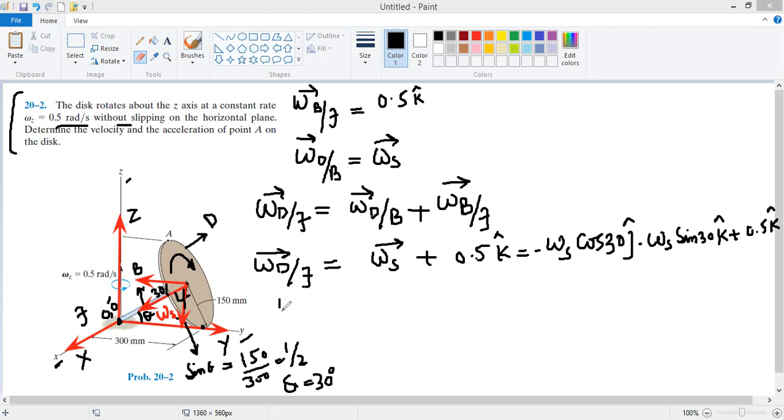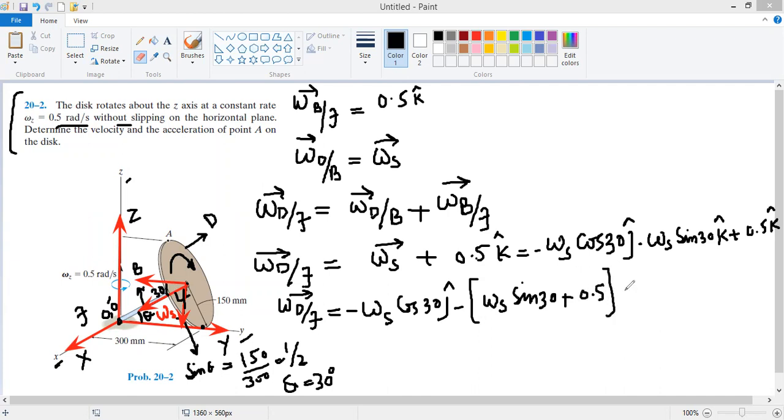We can write the angular velocity of the disk with respect to the ground frame of reference as: minus ws cos theta j cap, then minus ws sine 30 plus 0.5, and this is k cap. That's it.